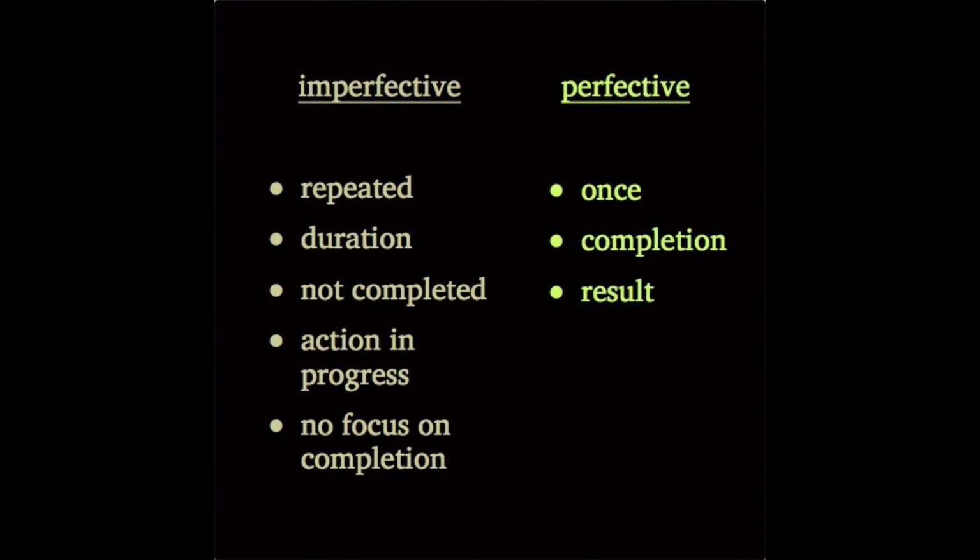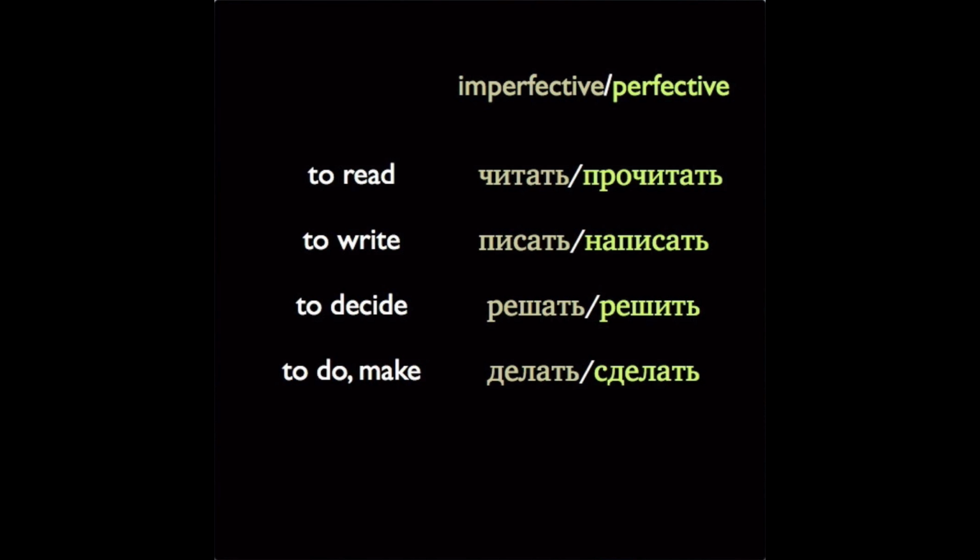This means that you'll almost always be learning verbs in pairs. In most books, the imperfective will be given first. Always be sure to learn both aspects for a verb because you'll be using both of them all the time.